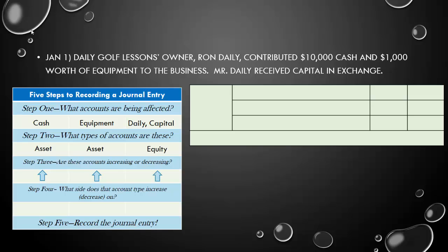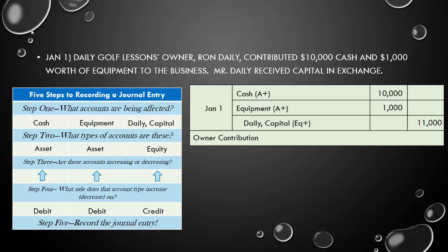Assets go up with a debit and down with a credit, so we're going to debit both cash and equipment. Equity accounts go down with a debit and up with a credit, which means we're going to credit Daly capital. So the January 1st entry to record this contribution is a debit to cash for $10,000, a debit to equipment for $1,000, and a credit to Daly capital for the total amount of the contribution, which is $11,000. And that's our entry to record this owner contribution.